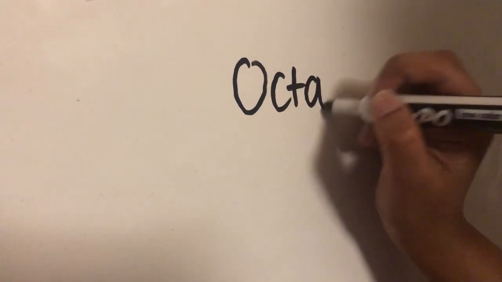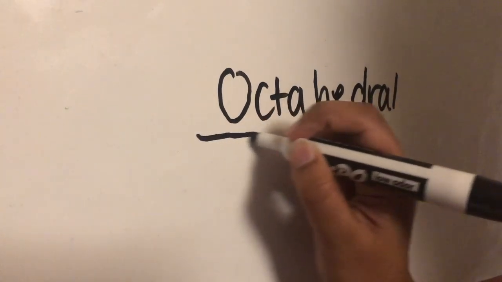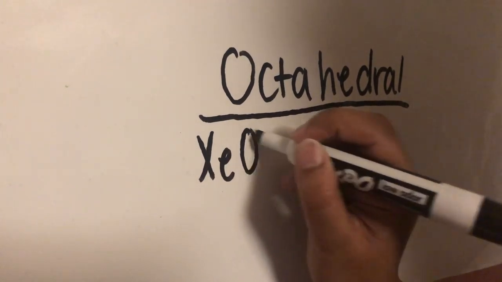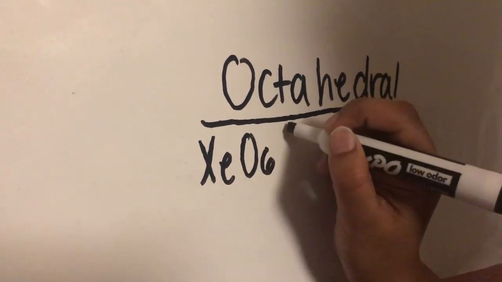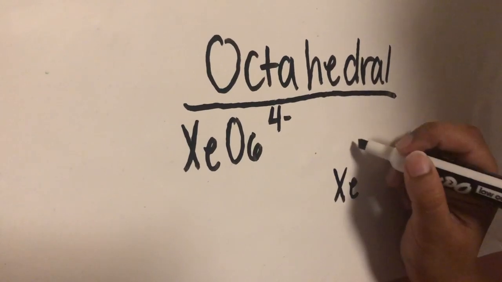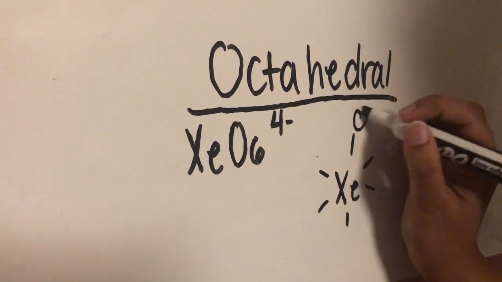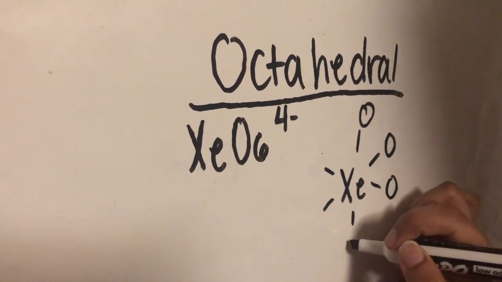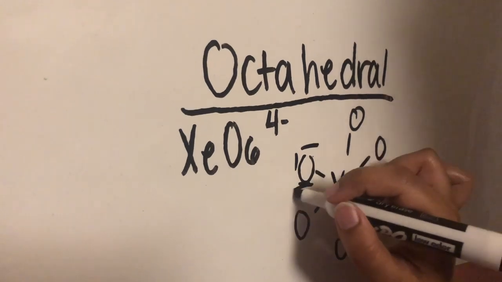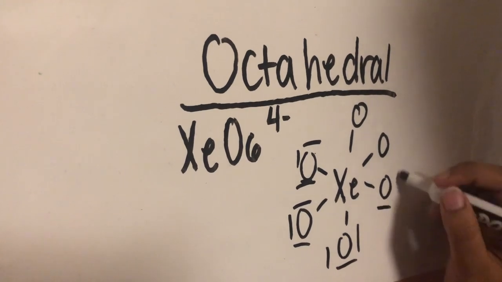The octahedral molecular shape has an electron domain of 6, differing from the previous molecular shapes we've explored so far. The octahedral shape has bond angles of 90 degrees, and we will be using the example of perxenate. Perxenate has 6 shared electron pairs and 0 lone pairs, and due to its 6 electron domains, it has a hybridization of sp3d2, and this is a nonpolar molecule.